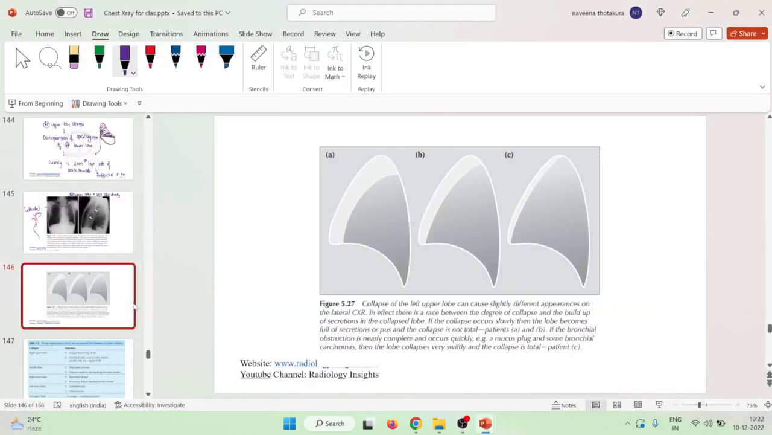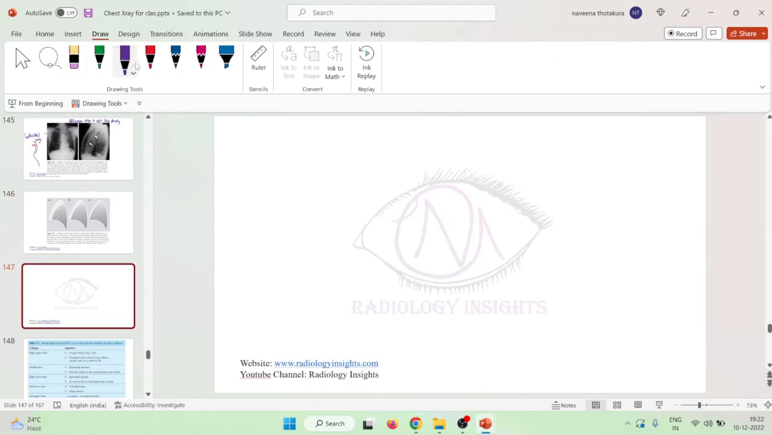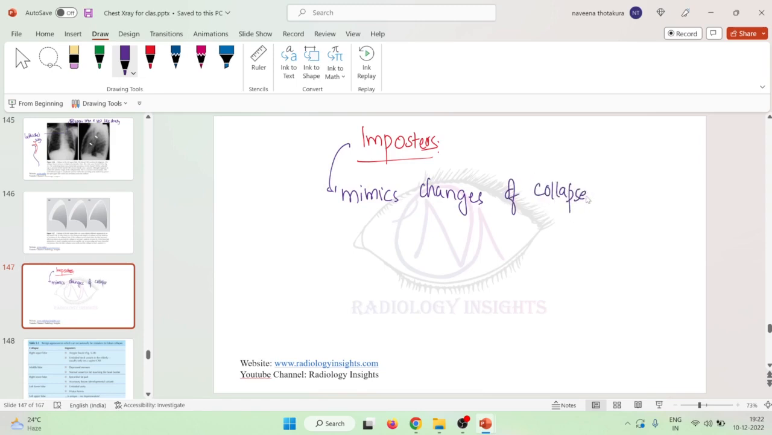Hello friends, let us now learn some important things about the imposters. Imposters are things which can confuse us into thinking there is a collapse. These imposters will mimic the appearances or the changes of collapse. As a result, we might misdiagnose the patient as having collapse, while in reality the patient has something else.